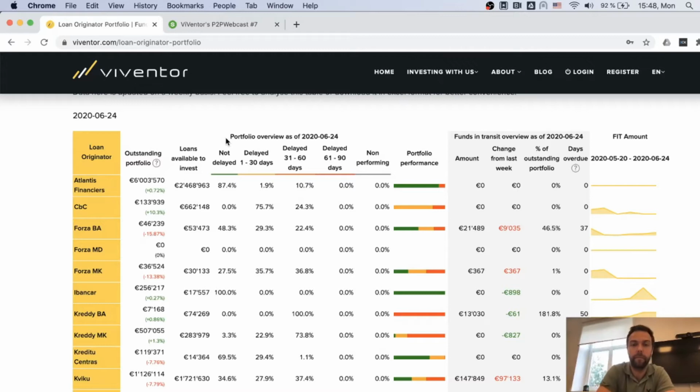Now, the next five columns basically all list the proportions of how the outstanding portfolio of VIVENTOR is distributed, how loans in the outstanding portfolio are distributed based on their delays. Delay means how late the current installment that the loan is on right now is. For payday loans, where there is only one installment, it means that only installment, and for installment loans, where there are several installments, it means the last installment that is not paid.